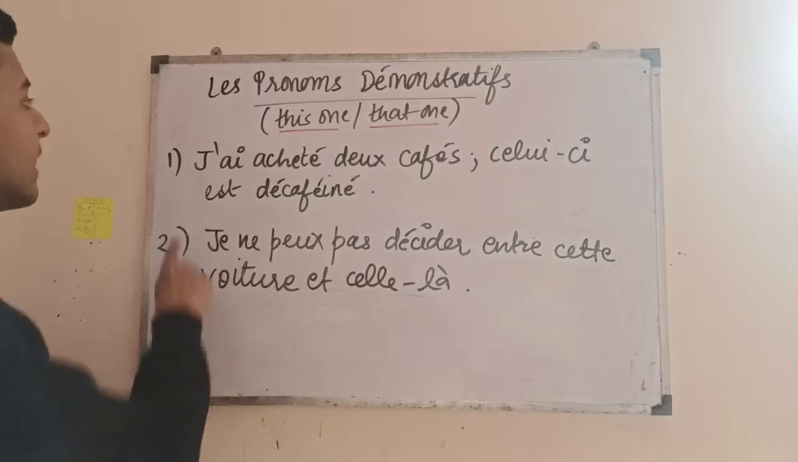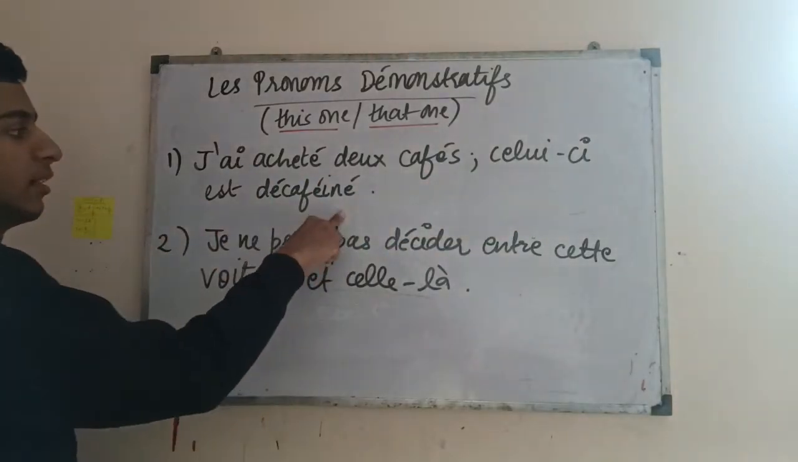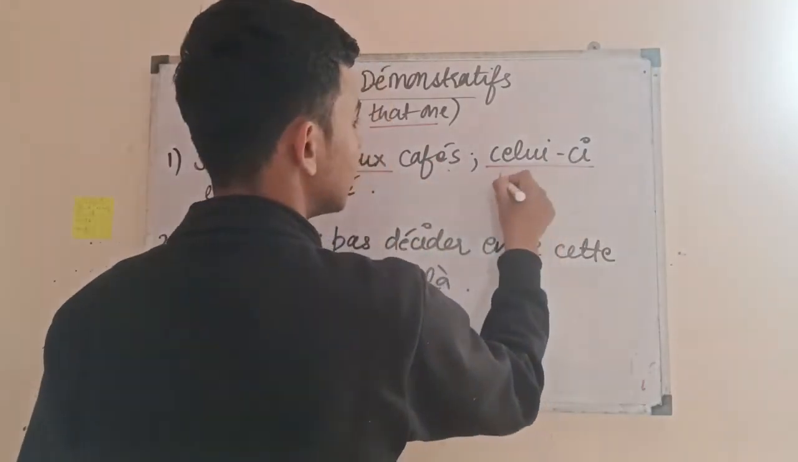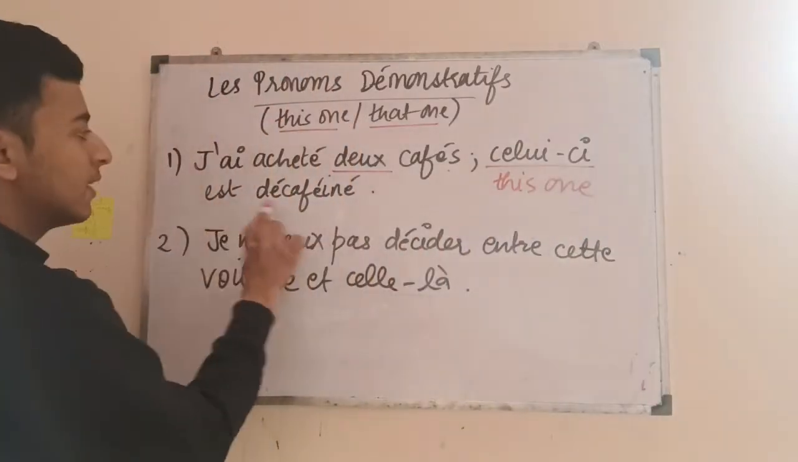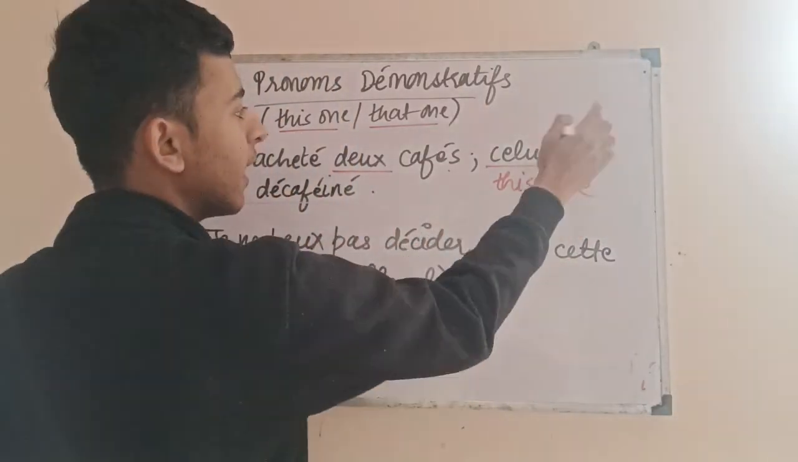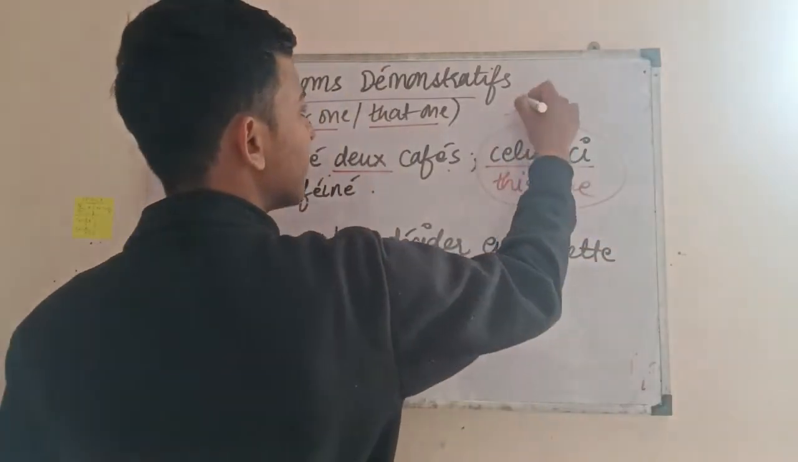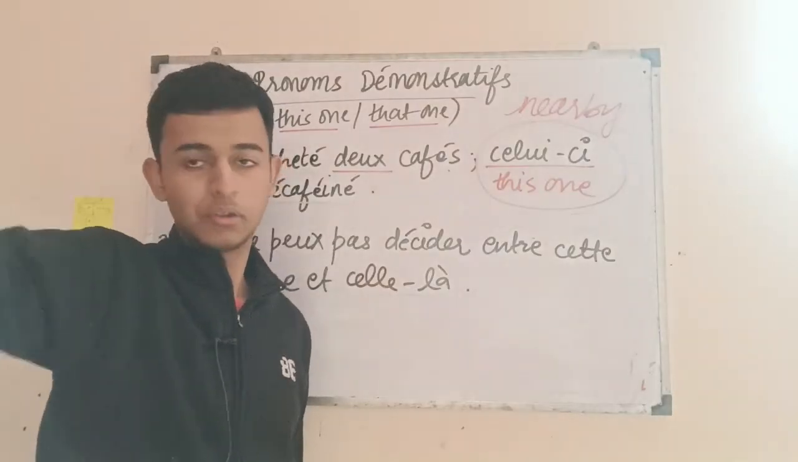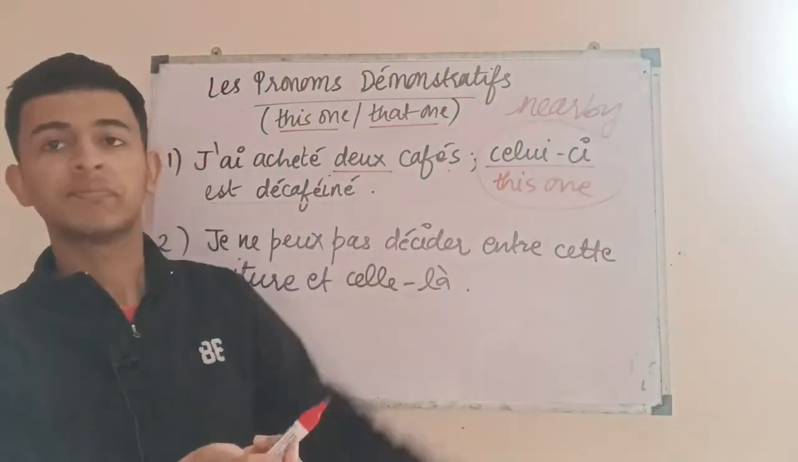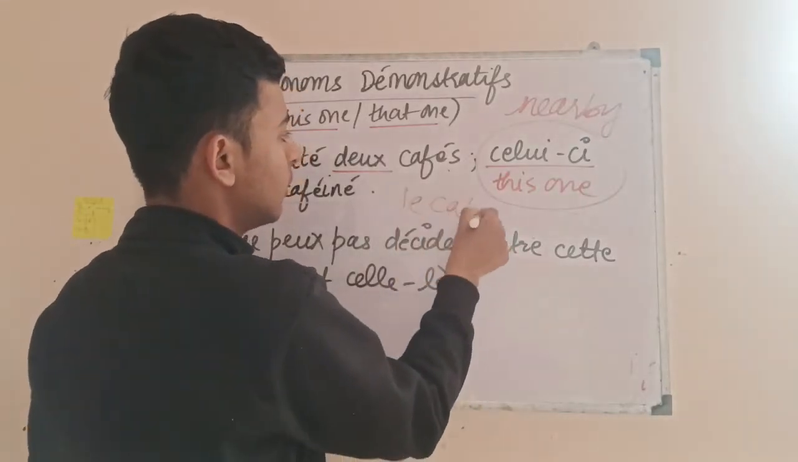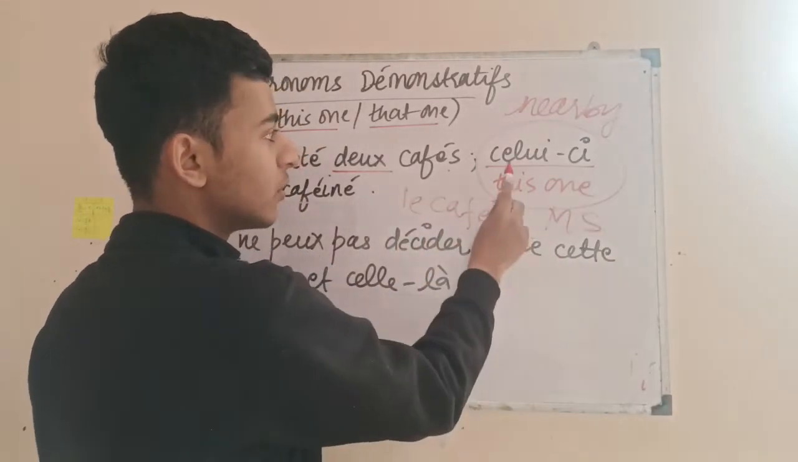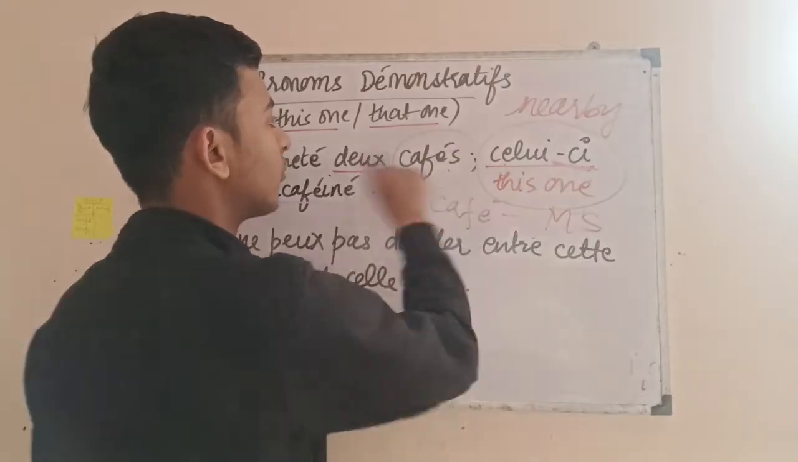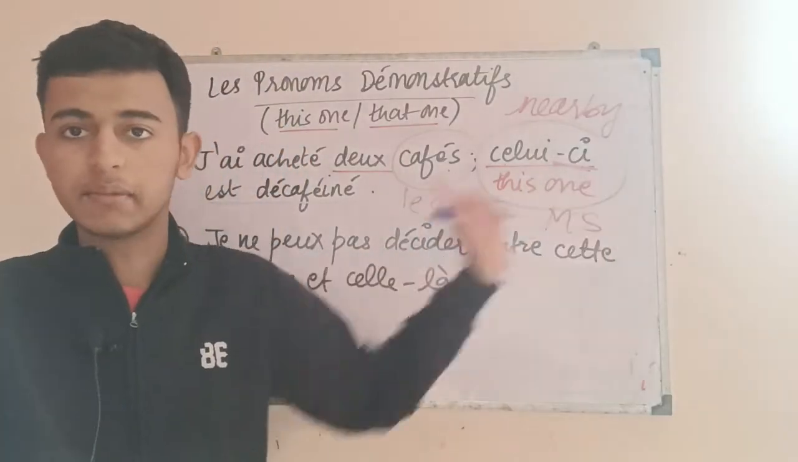So here are two sentences. J'ai acheté deux cafés, celui-ci est décaféiné. I've purchased two coffees, celui-ci, this one. This one is decaffeinated. So for this one, I've used celui-ci, which gives us the idea that it is nearby. Now it's not like coffee will be there in some other country that you're drinking. No, it will be in front of you, so I've used ci. And coffee, it's le café. Le café means masculine singular. For masculine singular, we use celui and we added ci as a suffix because it's nearby. So celui-ci for replacing café. I hope that's clear.